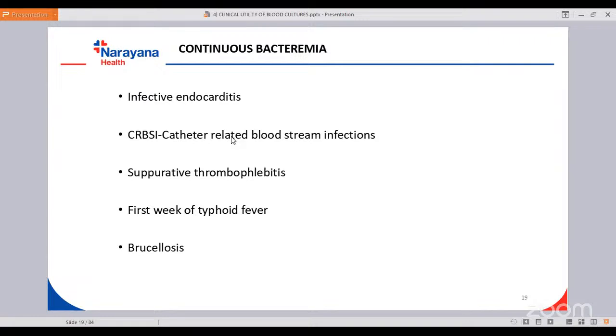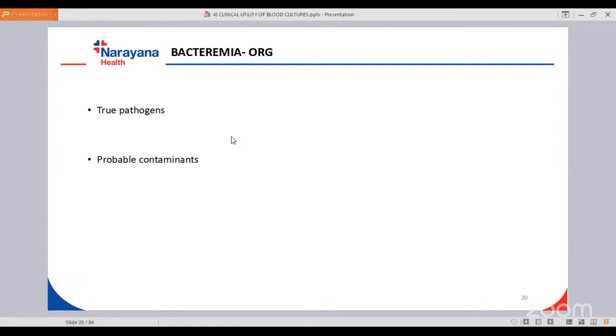In other conditions like thrombophlebitis or catheter-related bloodstream infections, there's going to be continuous bacteremia, and also in brucellosis. Therefore, blood cultures are of prime importance in brucellosis. Then there is another challenge with blood cultures. They can either be true pathogens or contaminants.